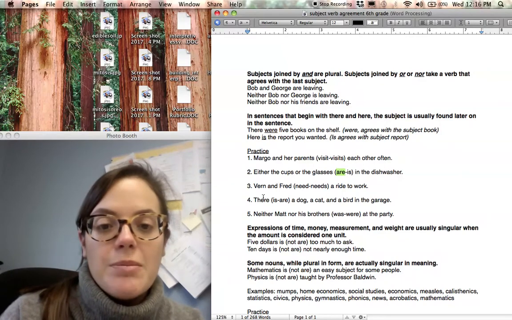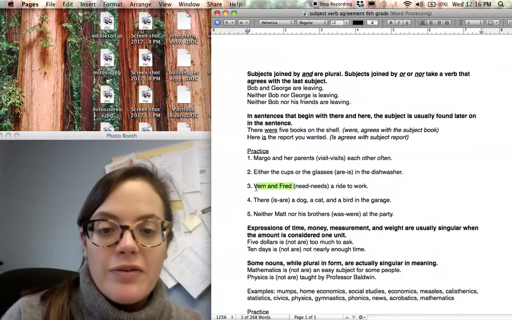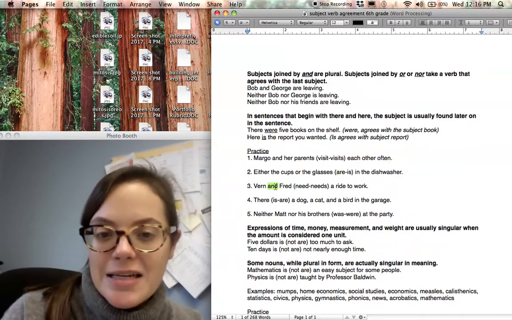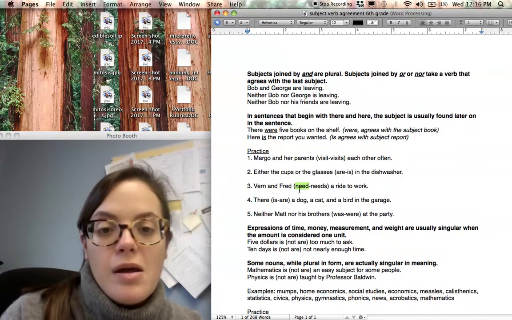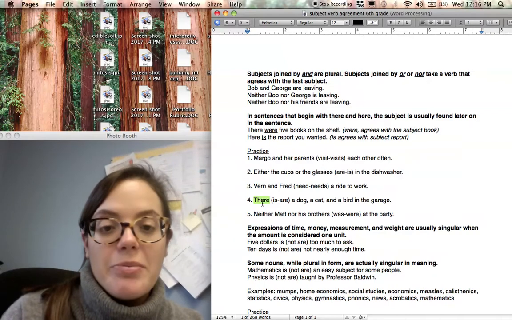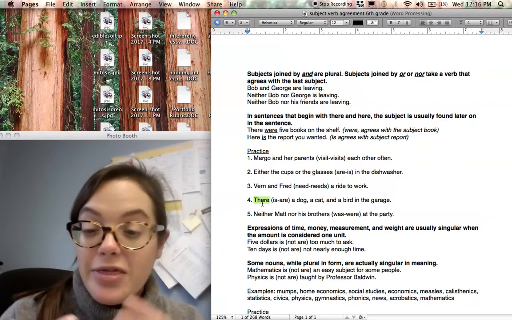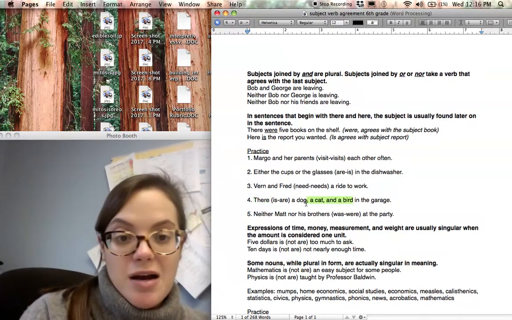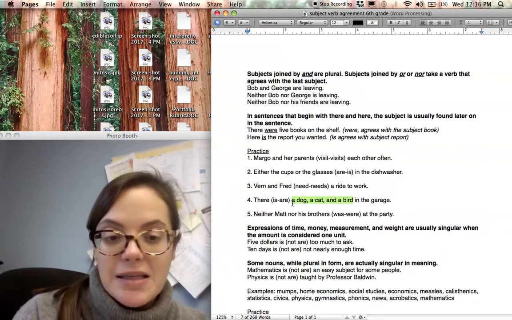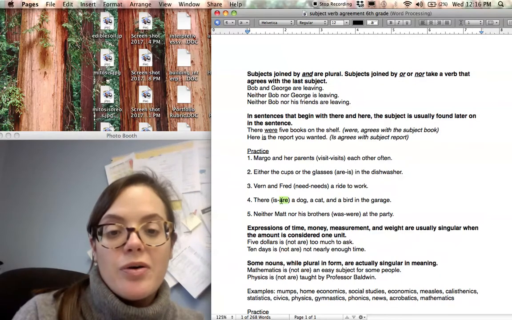All right, number 3, Vern and Fred need or needs a ride to work. So Vern and Fred is my subject. I've got an and, so it's automatically going to be need, my plural verb. Number 4, there are a dog, a cat, and a bird in the garage. Here we're combining both of these rules. There isn't actually my subject, so I've got to look at what is there, and that is a dog, a cat, and a bird. So that'll be my subject. And I see those are multiple things joined by the word and, so I'm going to choose my plural are.